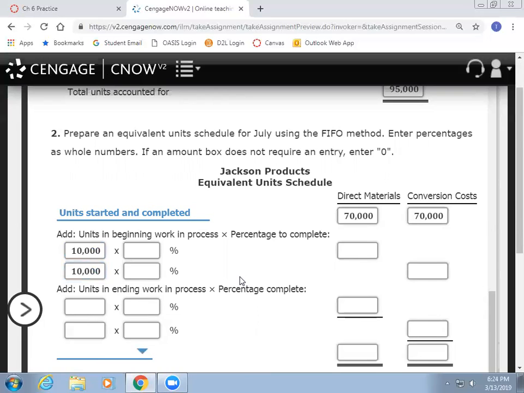10,000 units. Well, again, we want to not worry about any costs that were already associated with those. Well, materials were added already. Remember, materials were 100% complete. So these 10,000 units don't need any more materials. So I'm going to multiply it by 0 because there's no percentage left to complete. They are 100% complete. So there are no equivalent units in direct materials in beginning work in process.